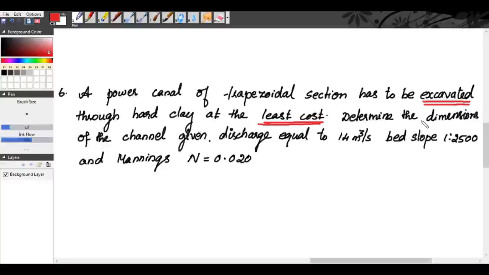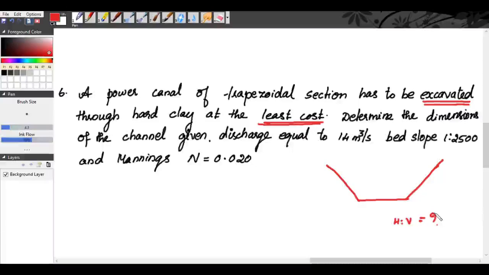Now, see, since the excavation is given, it has to be excavated. So for excavation of the canal at the least cost, the trapezoidal section should be most economical. And here the side slope, that is the value for N is not given. We do not know what is H and what is V.